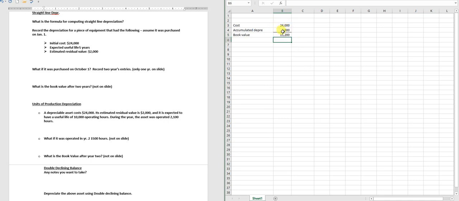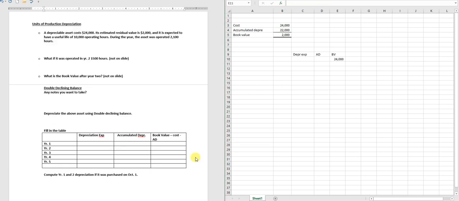So notice if I did another year, my book value goes down to 10.8. If I add another year, 6,400, and if I do another year, 2,000. So in the last year, so I did 5 years there: 1, 2, 3, 4, 5. After 5 years, my book value should be equal to my residual value, and that's important to remember on all of these. So the next thing we're going to do is double declining balance.